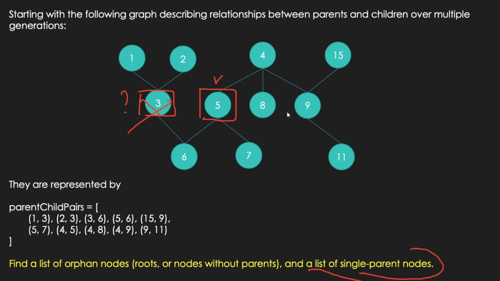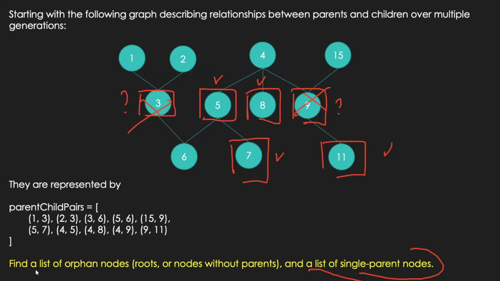We can also have maybe 8. As you can see, there's only one parent, which is 4. How about 9? 9 has 2 parents, so 9 is not good. So we got 5 and 8. What about 7? 7, yes, as well as 11. So in this particular graph, we got 4 single parent nodes. Okay, so that's what the problem is.